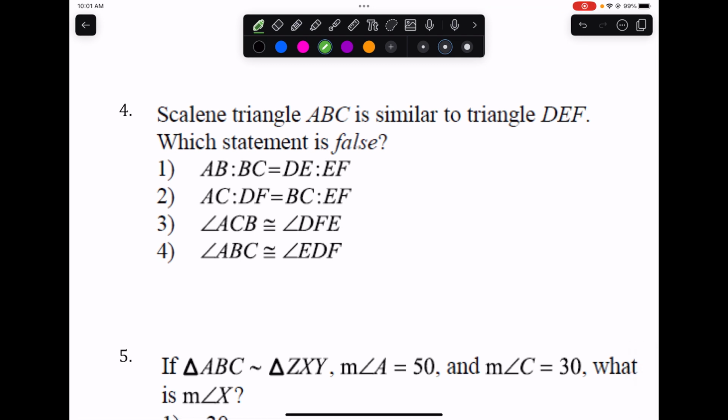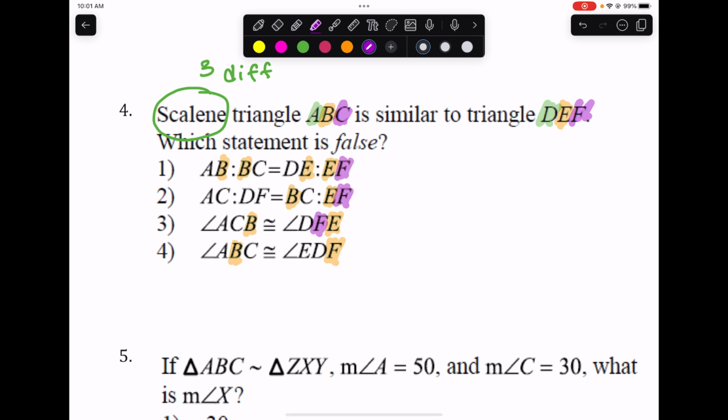Scalene triangle ABC is similar to triangle DEF. Scalene means that all 3 sides are different lengths. So you'll have 3 different proportions. So first thing I want to do is highlight to make sure that I'll get my proportions right. And I can even go through and start highlighting to make it easier for myself, before I even read the possible answer choices, because we are looking for what is false.